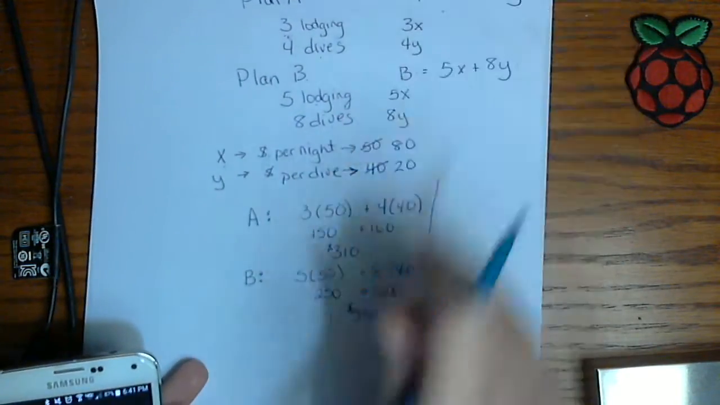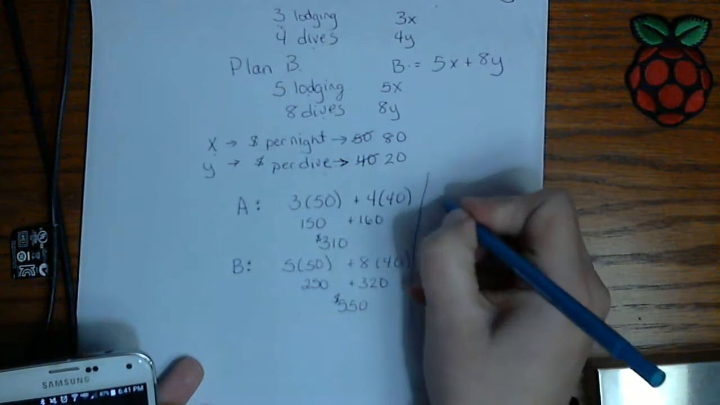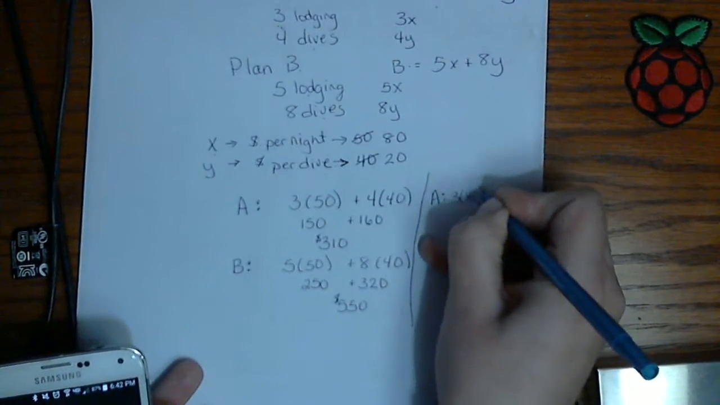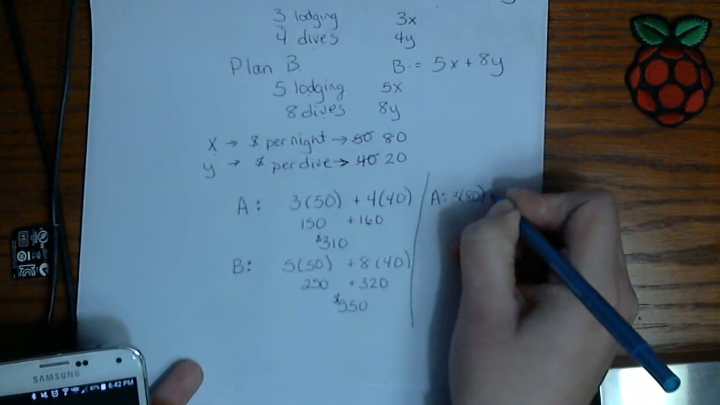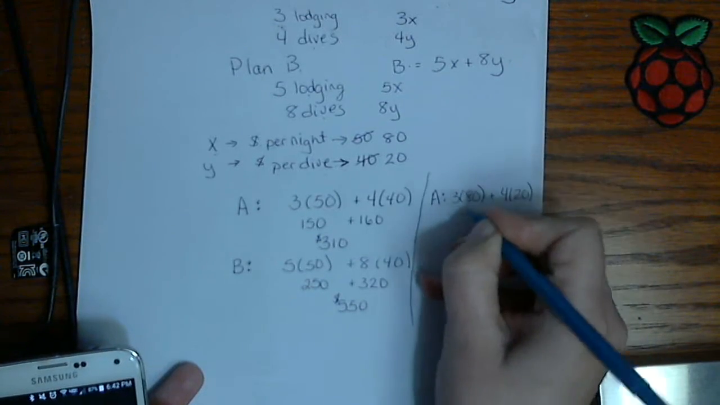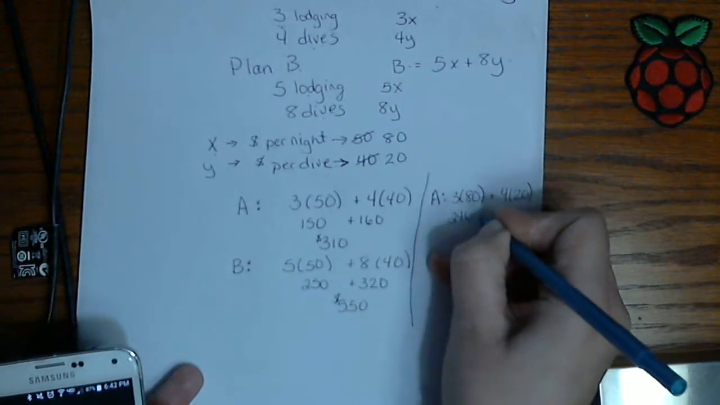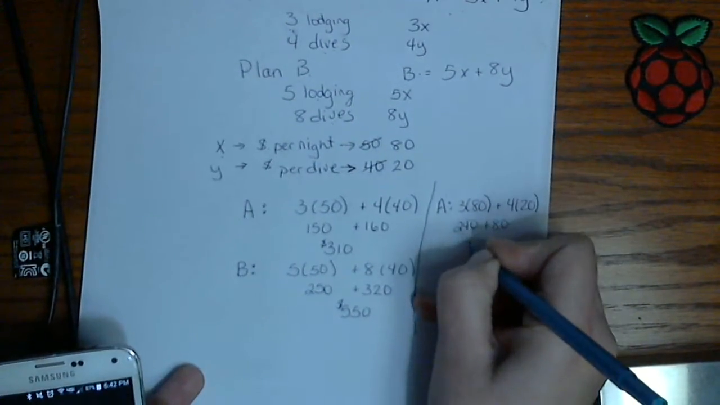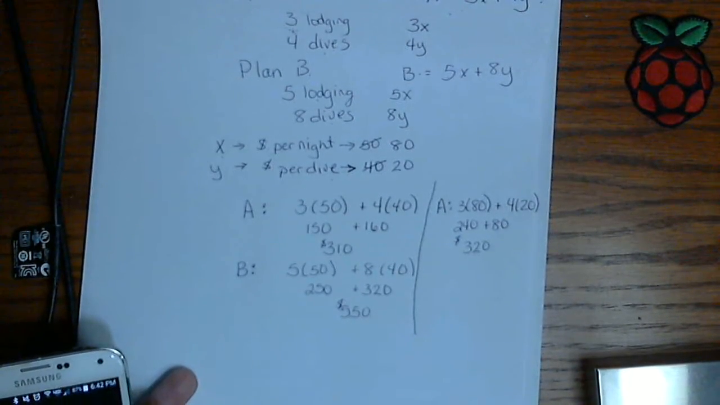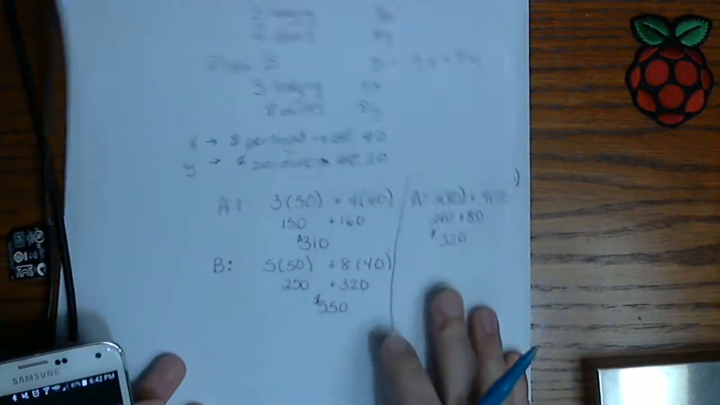So that makes our total for A change. A is now going to be 3 times 80, and the dives are going to be 20, so that's 4 times 20. So that gives you 240 plus 80. Now the total is $320. So for Plan A, that did not make your bill any better. In fact, it made it a little bit worse.